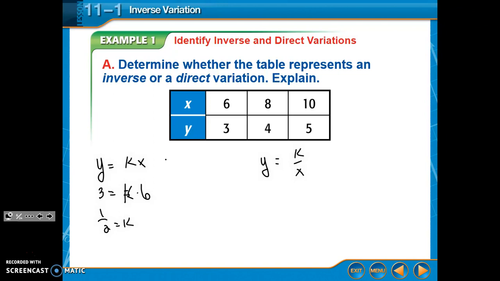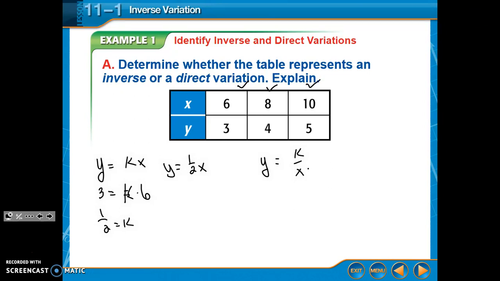Okay, so I want to know if my equation is y equals 1/2 x, does that work for the rest of my points? So if I put in 8 for x, do I get 4 for y? I do, because 8 times 1/2 is 4. So it works for this one, it works for this one, and it should work for this one as well. So half of 10 is 5, so it works.